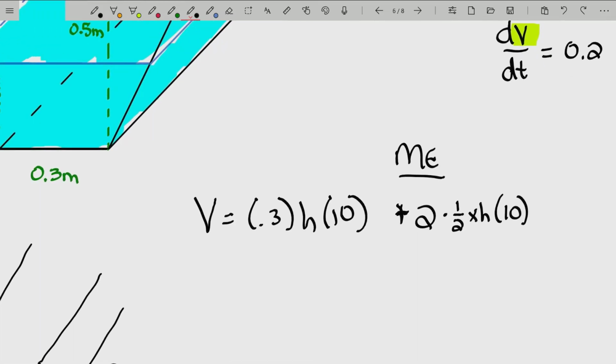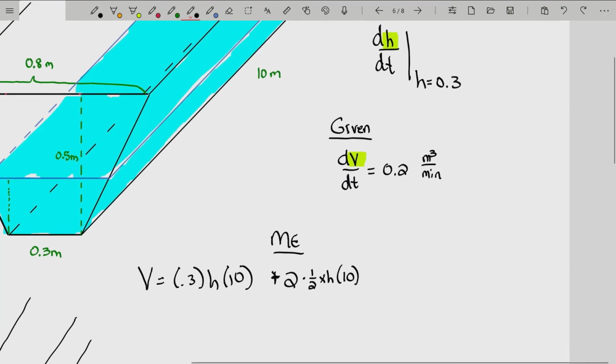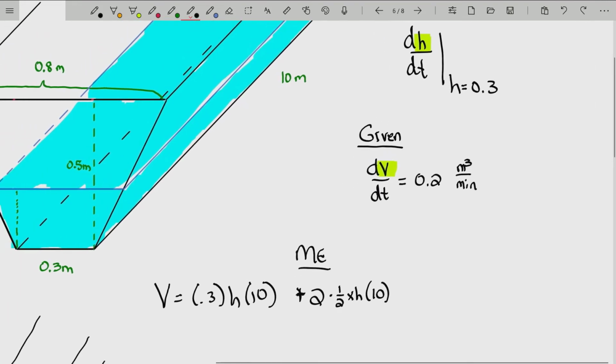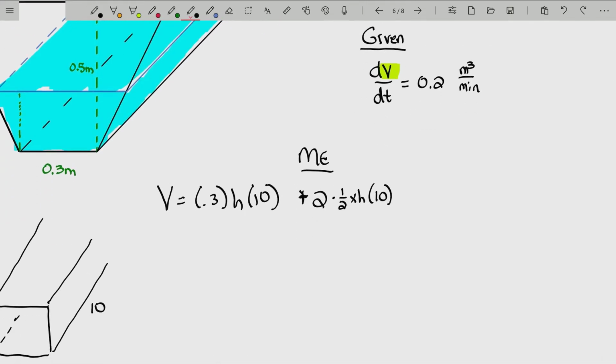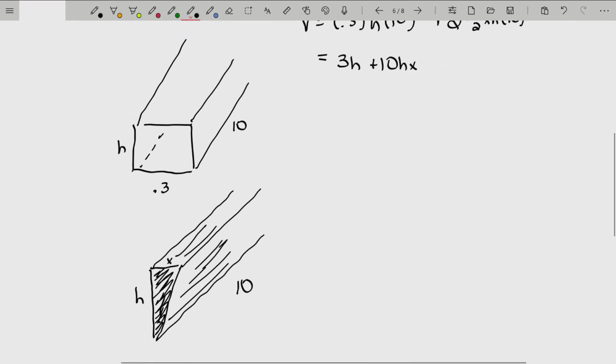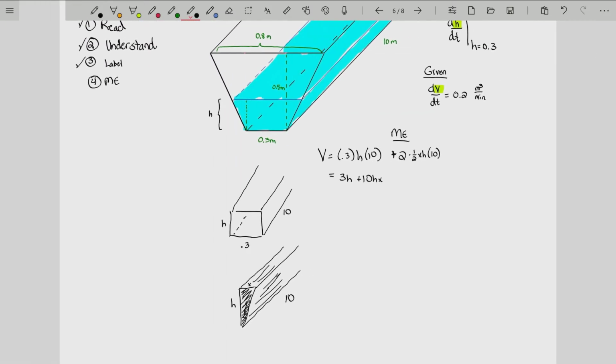Now, obviously, there's way too much stuff going on here because we have h's and x's, and we don't want h's and x's. We only want h, right? We want V is equal to some function of h. So I'm going to first clean this up. This is 3h plus 10hx. At least we got that far. Now, how the heck do you find out what that x is? This is where your Calc 2 is going to be born from, this idea that we're about to talk about.